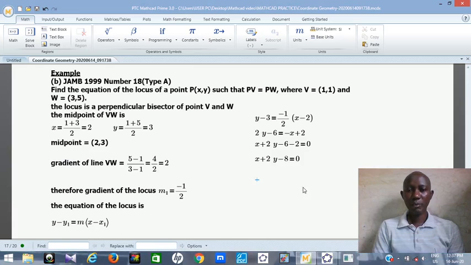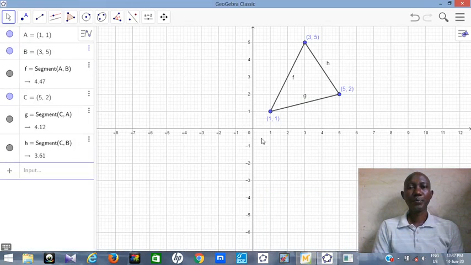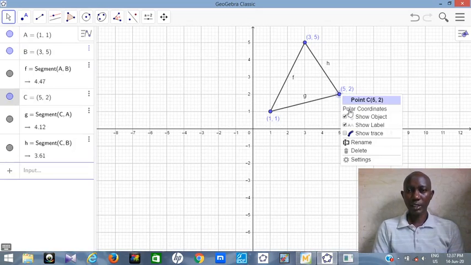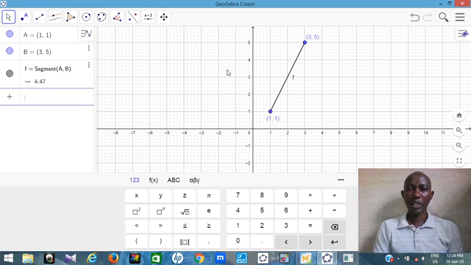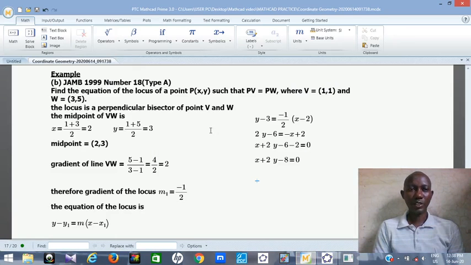I can demonstrate this in my graph page to check if this answer is correct. Just watch what will happen. Let me demonstrate it. Let me remove this. Let me delete this. Okay. So if I type in that equation that we got, to be sure that our answer is correct, you will see that the equation is going to pass through the middle of these 2 points. It will pass through the center, and if we check the angle between this line and the equation line we are going to get, it's going to give us 90 degrees, because that is what the question says: find the equation of the locus of this point P such that PV and PW are equal.